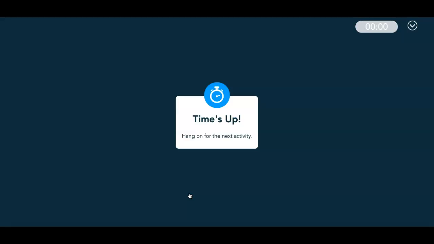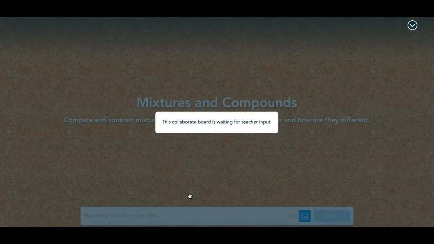Okay, on to our next one. So, you're going to have another collaboration board. What I want you to do is compare and contrast mixtures and compounds. So how are they similar, but how are they different? So what is the main difference between a compound and a mixture? But also, take a couple minutes and write your responses.